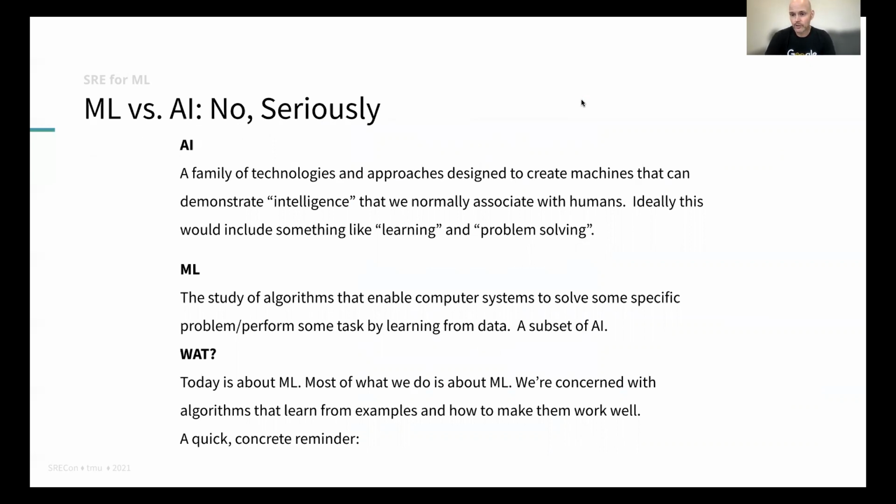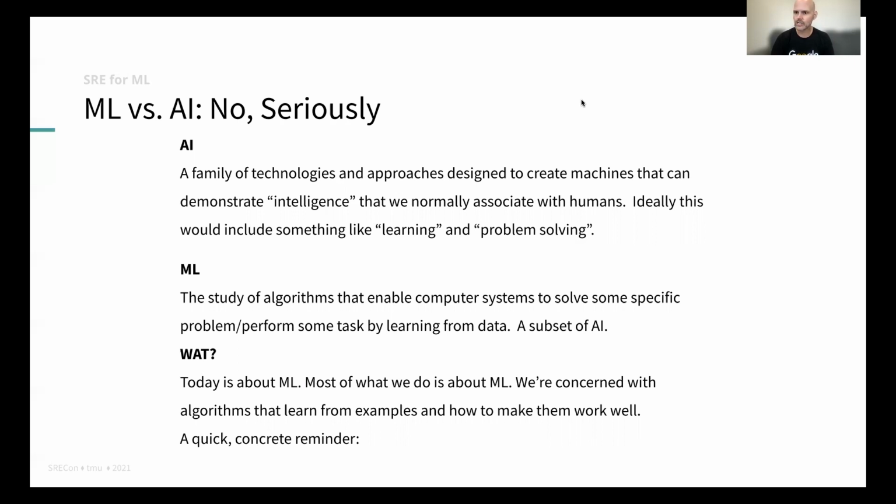As many of you have heard me say and seen in other places, AI is a family of technologies and approaches, could be vision, could be algorithmic stuff, could be all sorts of things, designed to create machines and machine systems that can demonstrate intelligence, whatever we mean exactly by that, that we normally associate with humans. Ideally, this would include something like learning and something like problem solving. Machine learning is the study of algorithms that enable computer systems to solve some specific problem or task by learning from data. So machine learning is almost always, I think always, a building block for AI, but insufficient by itself to accomplish anything we would call AI.